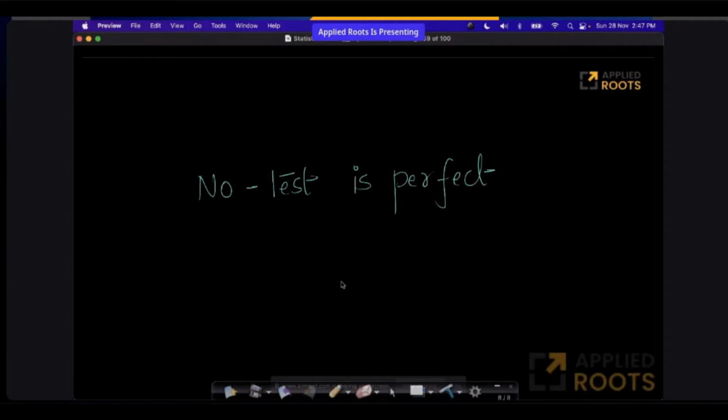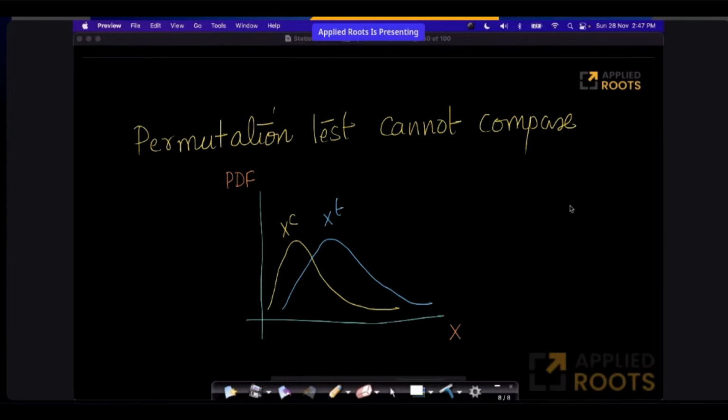So there is no perfect test in the real world. Okay, that's impossible. That's theory, right? It never occurs. So now let's see what are the limitations of what we have and what it can do. For example, we're talking about our permutation testing, right?